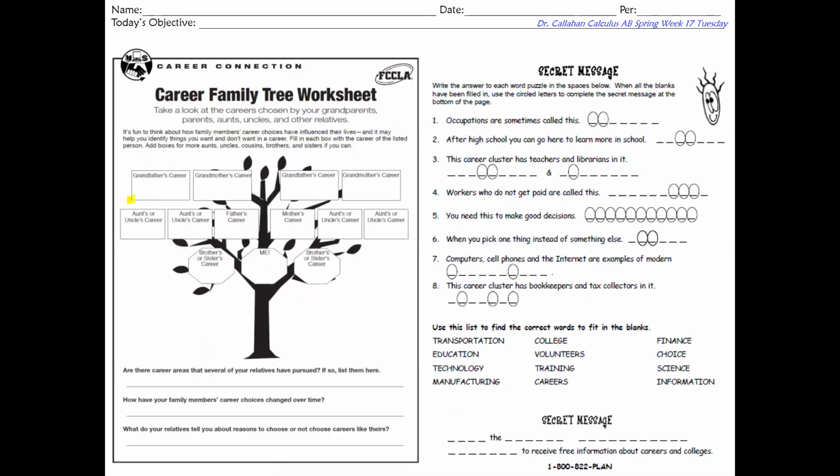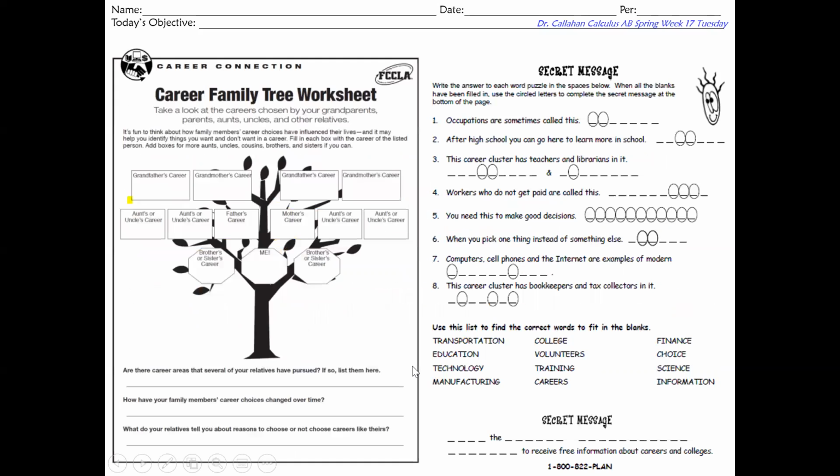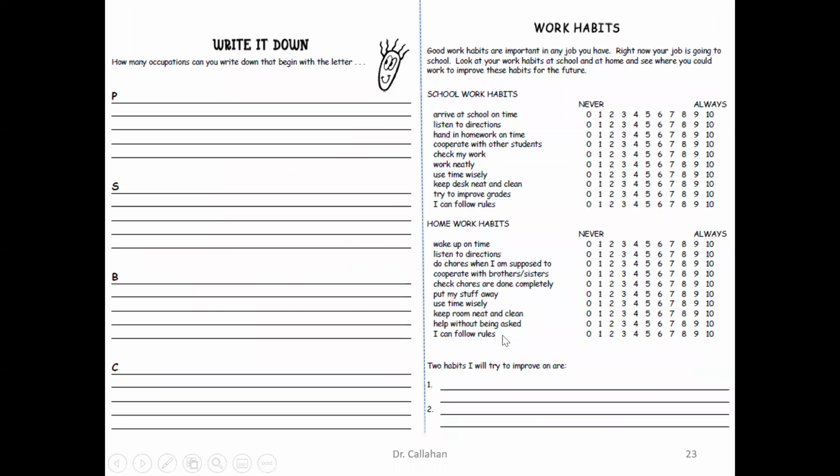Okay, so in summary, make sure you take a look at the different steps. And next, you're going to go ahead and fill out this worksheet, and also this one here, which is going to take us into our final project on careers involving math.